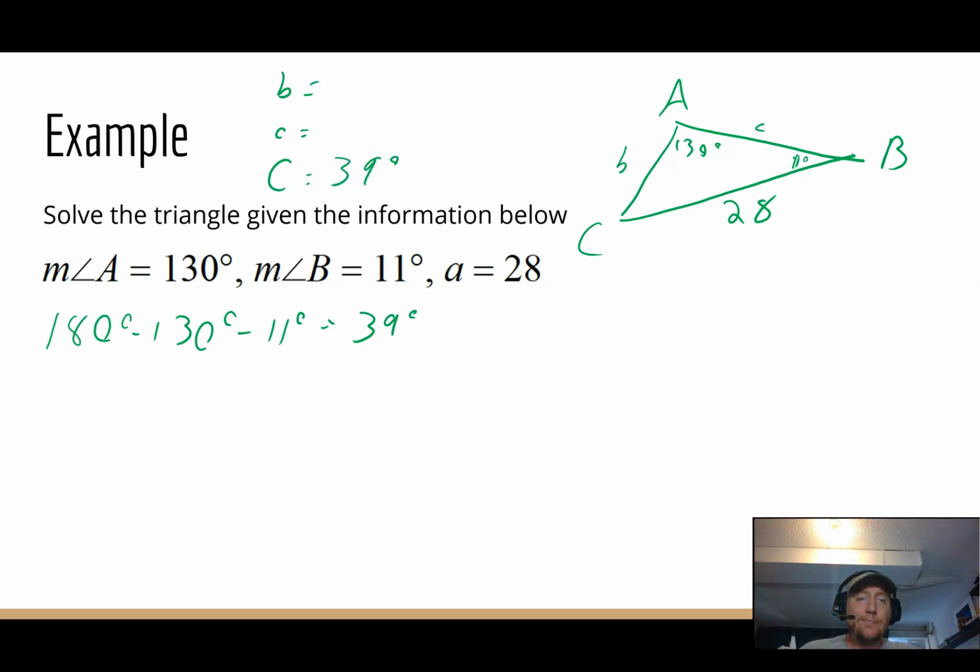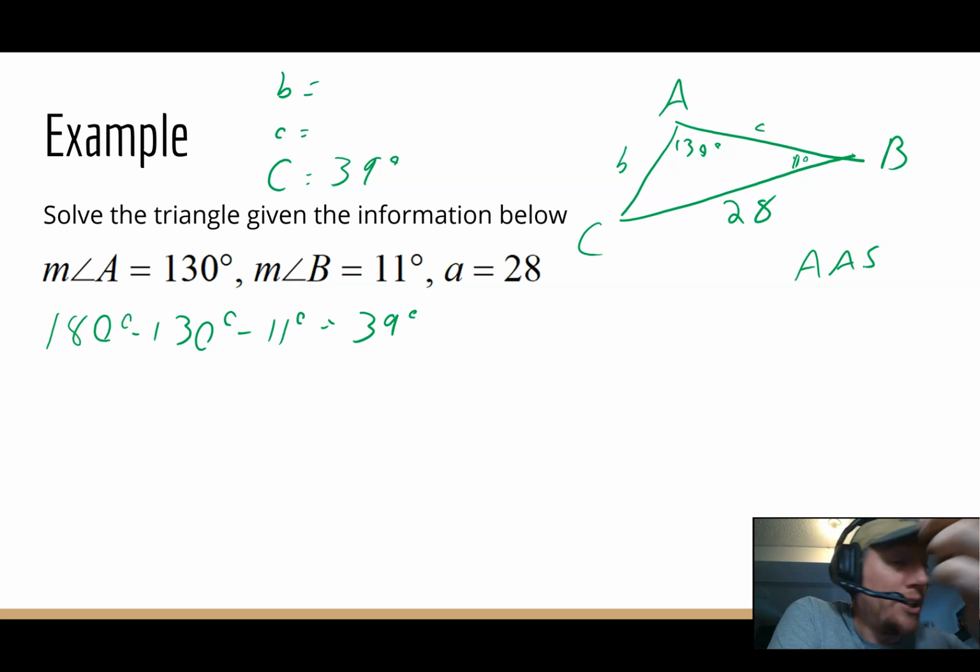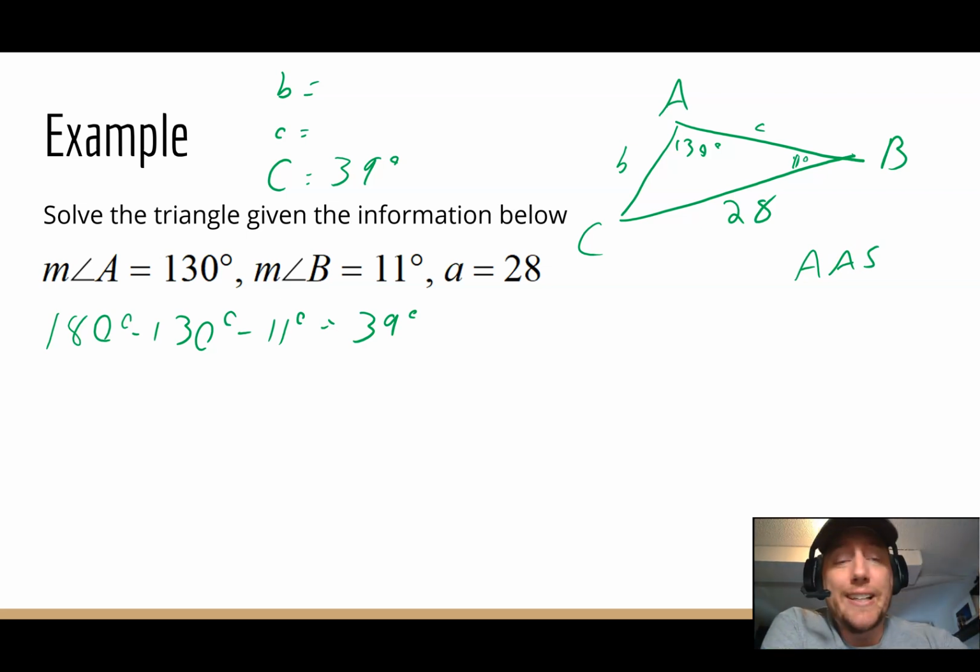Now, I kind of jumped ahead. Remember that there are certain types of setups where you have to worry about extra solutions or no solutions. This is not one of those because we have two angles and a side. Remember, AAS has a guaranteed solution. You don't have to worry about what we call the ambiguous case. So one answer and it works.